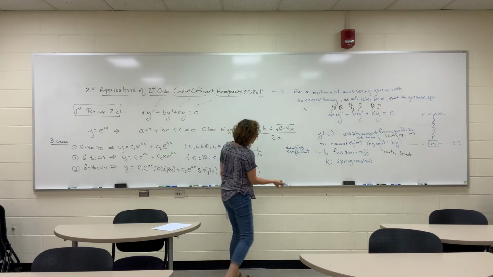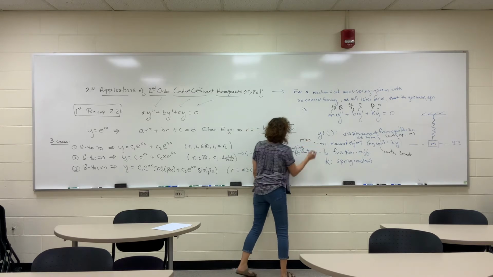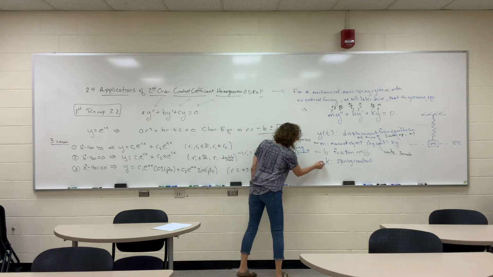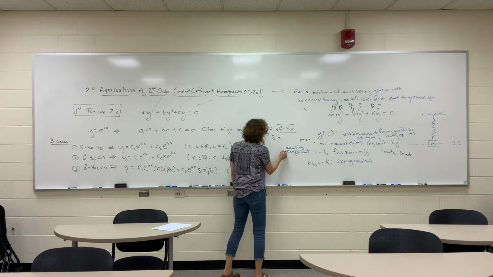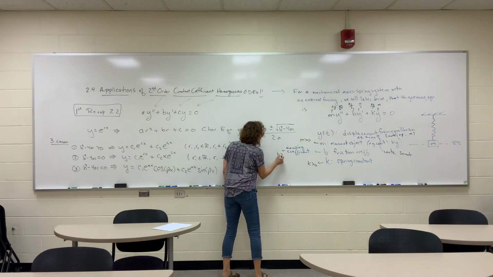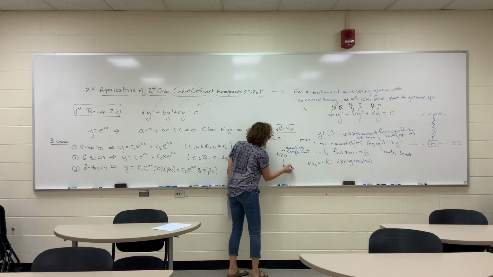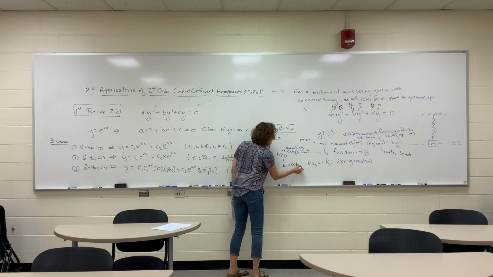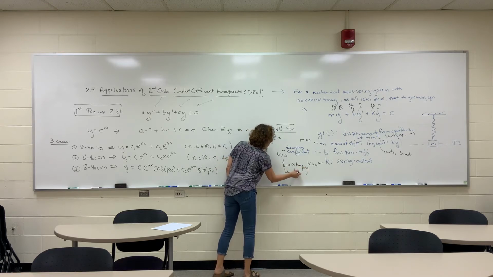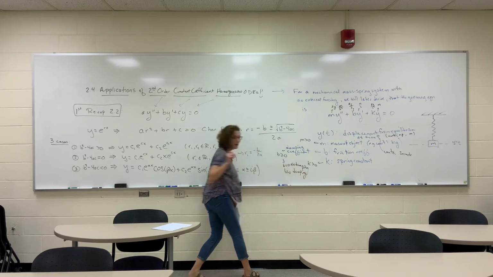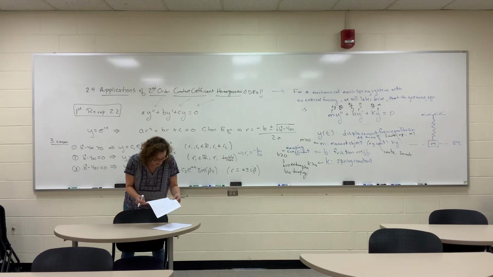What else do we know? M is the mass of an object, so it's going to be positive. K, our spring constant, is going to be positive. And B, our damping coefficient, is going to be positive or 0. So if B is equal to 0, we have no damping. And if B is positive, we have damping.